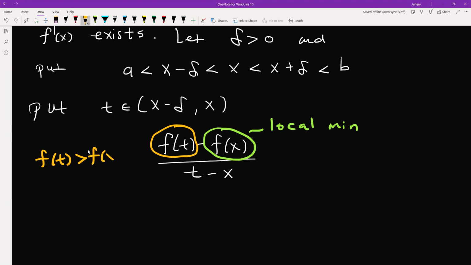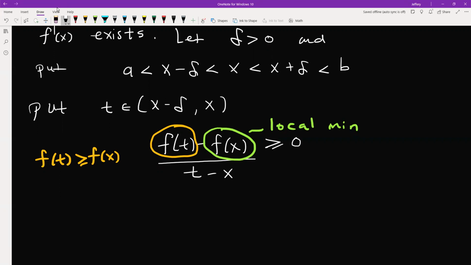f of t is bigger than f of x, right? Because that's the definition of a local minimum, and actually it can be equal to. So f of t is greater than or equal to f of x. Now, what about t and x? Well, we know that t is less than x because that's what we assumed here. Okay, so let me just say this. f of t minus f of x is greater than or equal to 0.